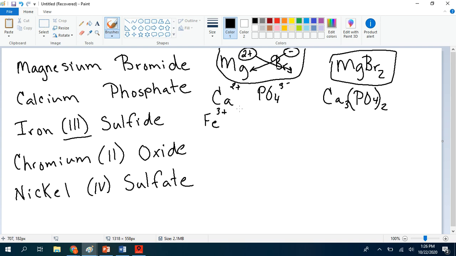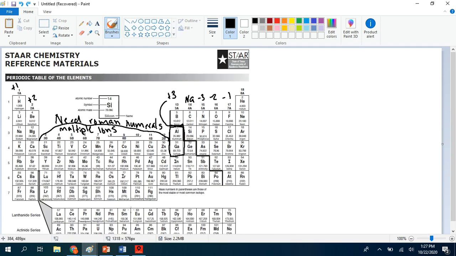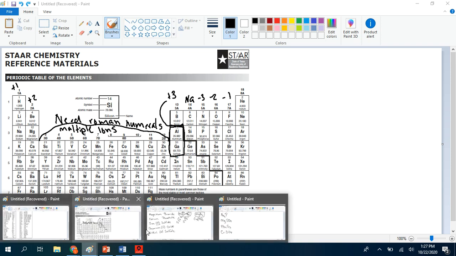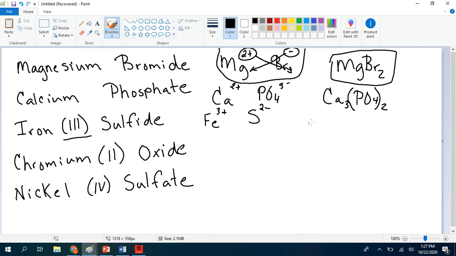And then sulfide is sulfur. Okay, sulfur has a -2. Just showing you real quick right here. That's how I know. There it is, -2. That's where you look that up at. And then they just crisscross again. So Fe is going to get that 2. And then sulfur is going to get that 3. 2 and 3. That's my answer.